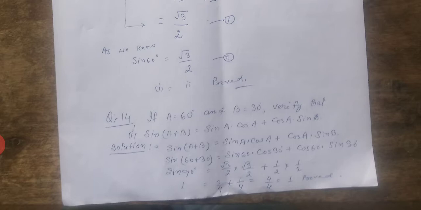Sin 90 degree is equal to sin 60 degree, as we know, root 3 by 2, cos 30 degree we know, root 3 by 2, plus cos 60 degree is equal to 1 by 2, into sin 30 degree is equal to 1 by 2. Root 3 into root 3 is equal to 3, 2 into 2 is equal to 4, plus 1 into 1 is equal to 1, 2 2 is 4. Now adding these fractions, we get 4 by 4 is equal to 1, which was to be proved.